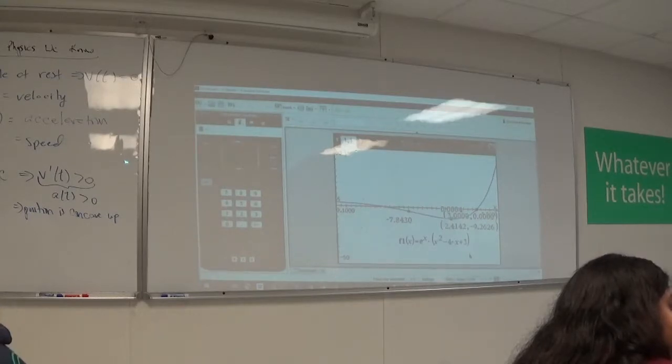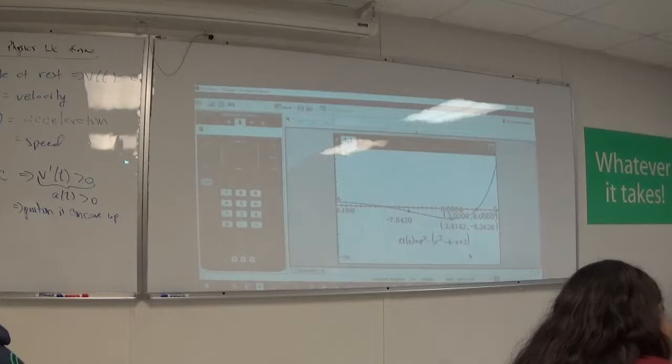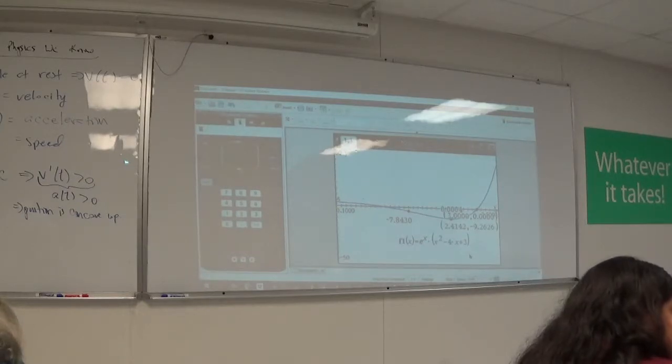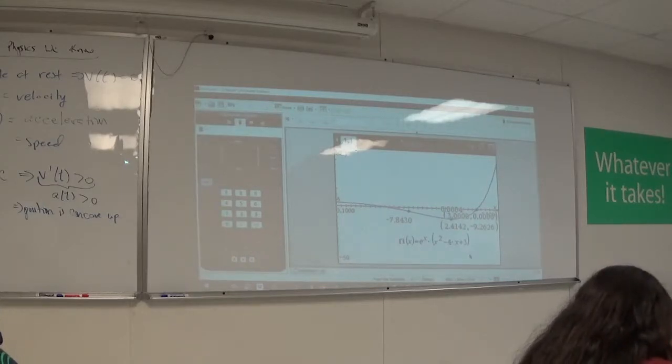I need you to consider something. We're drawing a tangent line at the minimum. The slope is zero. So the velocity function at its minimum will have an acceleration of 0 because the tangent line is horizontal.